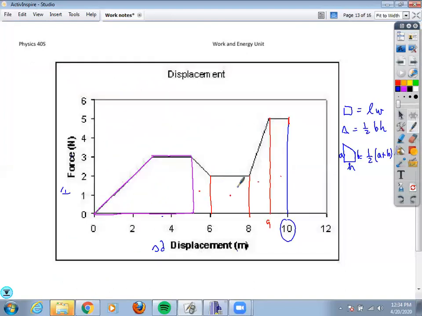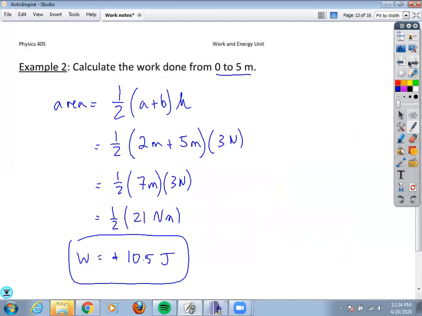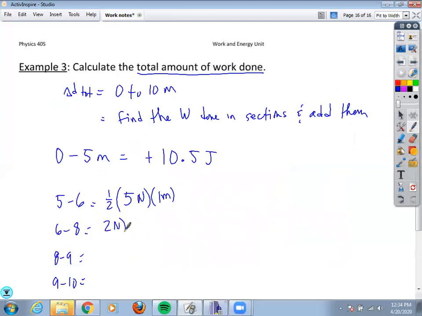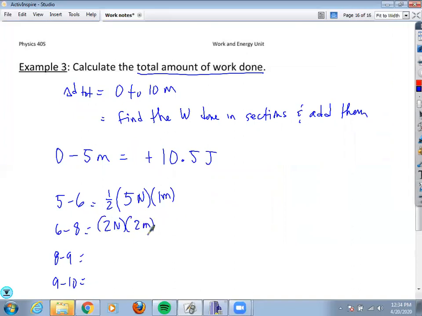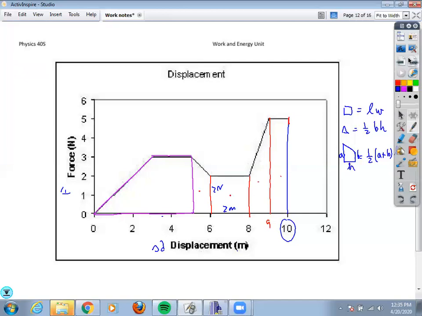It's length times width. So the length would be, in this case, 2 newtons, and the width would be 2 meters. 2 meters, and this would be 2 newtons. So 2 times 2. So that would be 2 newtons times 2 meters, again, because this is a trapezoid, and this is a square, and here another trapezoid, and then we have a rectangle. Okay, so our second trapezoid from 8 to 9 meters. Okay, so A and B.